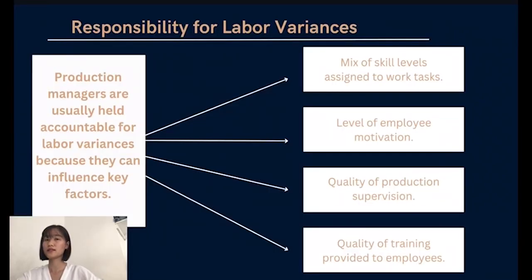Responsibility for labor variances. When we think about responsibility for labor variances, production managers are usually held accountable because they can and are supposed to influence key factors: the mix of skill levels assigned to work tasks, level of employee motivation, quality of production supervision, and quality of training provided to employees. So, production managers should be influential and responsible for all these things, but there's always the blame game, right?